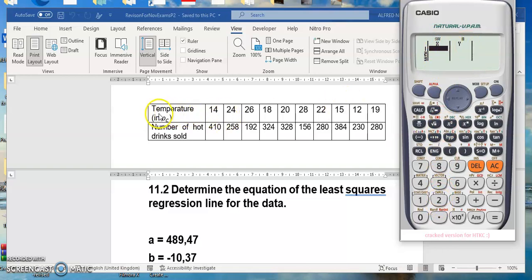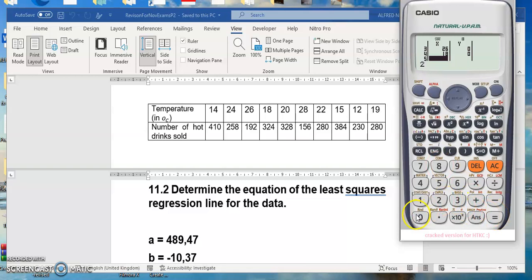So when you start working questions like this, write x here. Use your pencil to write x here. Then you write y here. So I'm going to input the x values. So the first one is 14. You press equal. 24. Take your time and do this. Then 26. Then 18.